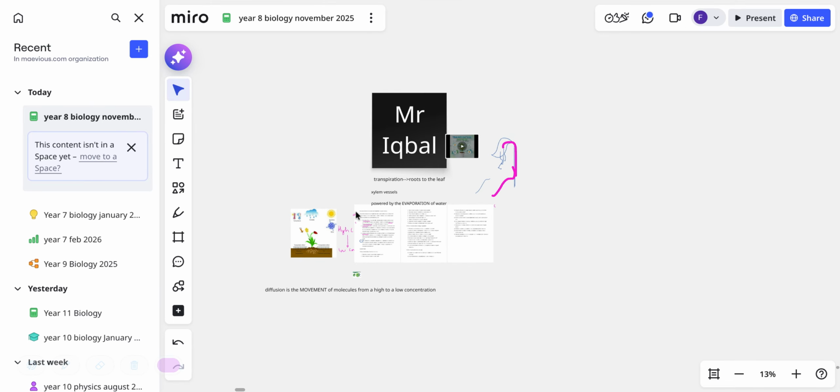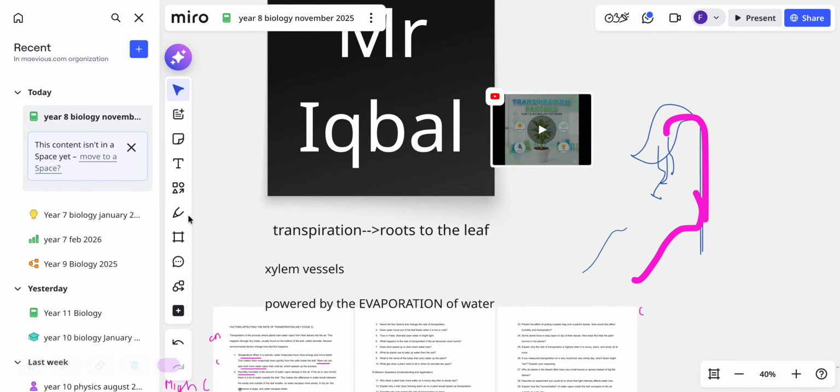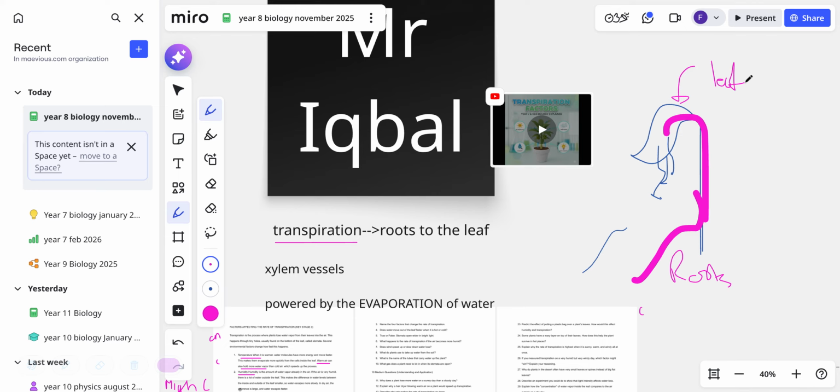So let's start off with a little bit of recap. What is transpiration? We did this a few weeks ago. Transpiration is the movement of water from the roots to the leaf. It goes through the xylem vessels, these long dead pipes, and it is powered by the evaporation of water from the leaves.